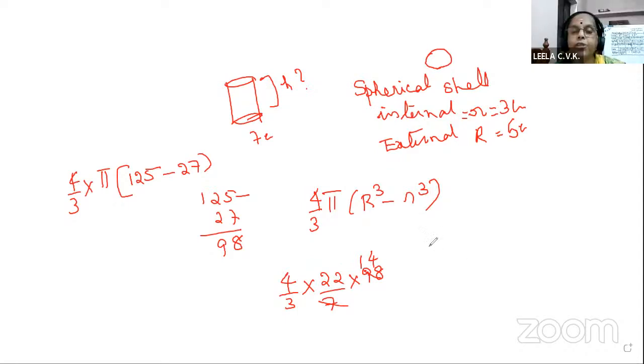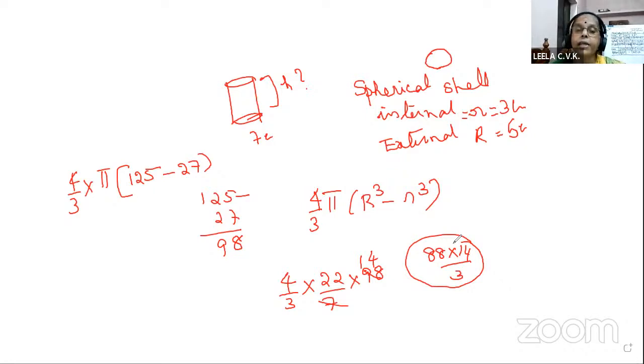So 22 into 4 is 88. Okay, 88 into 14/3. The last calculation we can do afterwards. So 88 into 14/3 is the volume of what? The volume of the cylinder. 88 into 14/3 is the volume of the cylinder.